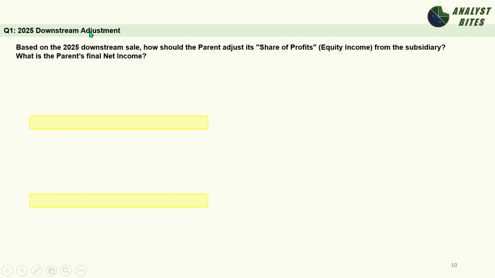Let's look at the downstream sale in 2025. Downstream simply means parent sales to the sub. Profit flows from top to bottom. Our goal is to find the adjusted consolidated net income. We need to figure out how the parent adjusts its share of profit from the subsidiary and what the final consolidated net income is. First, let's look at the individual books.